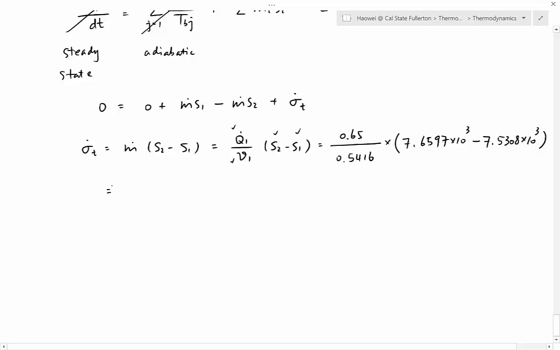Okay, so our final solution is 0.155 times 10 to the third, and our solution must have an SI unit. What is the SI unit? That is watt per Kelvin.